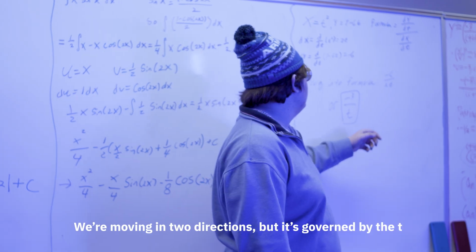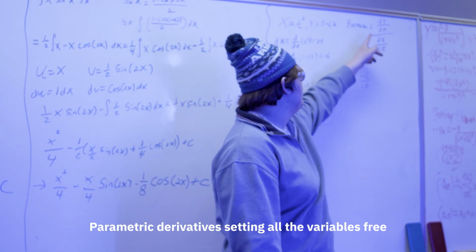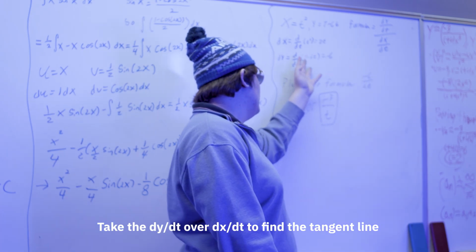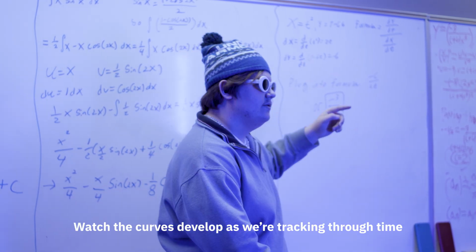We're moving in two directions, but it's governed by the t, parametric derivatives, setting all the variables free. Take the dy over dx to find the tangent line. Watch the curves develop as we're tracking through time.